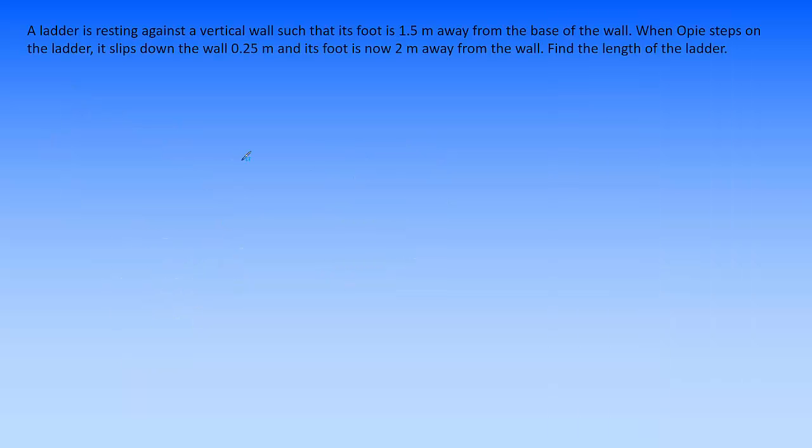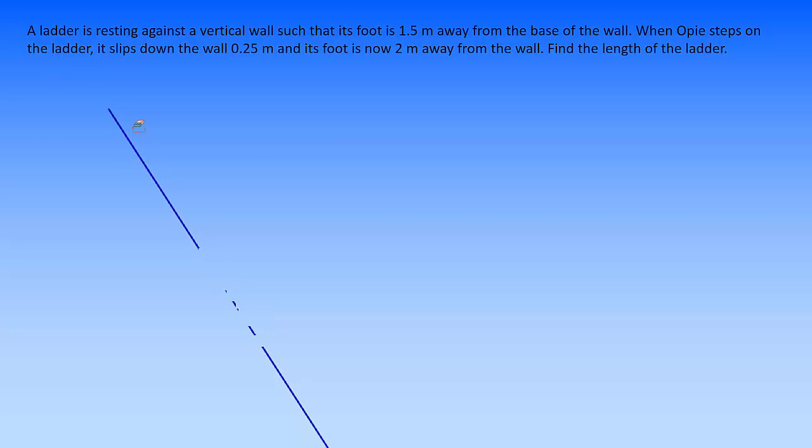Now this last one's quite a difficult problem, so go through it very carefully. A ladder is resting against a vertical wall, such that its foot is 1.5 metres away from the base of the wall. When OP steps on the ladder, it slips down the wall 0.25 metres, and its foot is now 2 metres away from the wall. Find the length of the ladder.